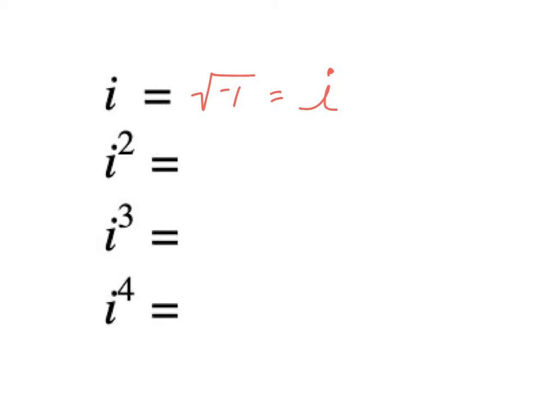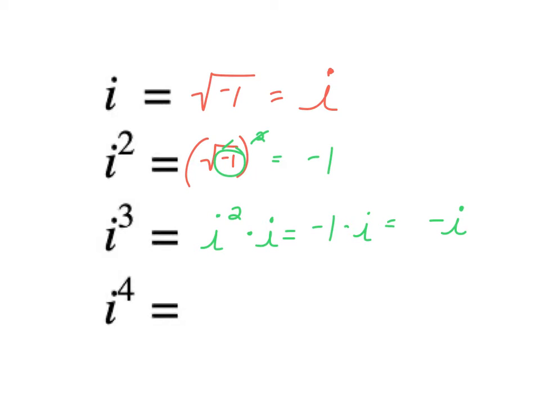So i squared would be the square root of -1 squared. Well, if I square that, I would be left with just the radicand, so this is -1. i cubed could be i squared times i, by keeping your base and adding your exponents, which is the same as -1 times i. So this is -i.